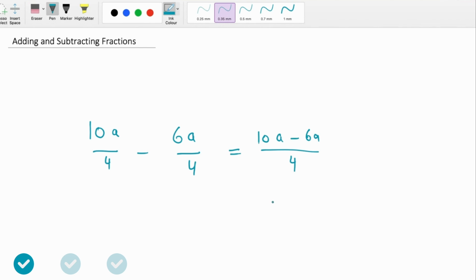And from here, we can go ahead and simplify. So simplifying our numerator, we get 10a minus 6a, that gives us 4a divided by 4. And then that final question that you need to ask yourself, can we simplify this further? So looking at our numerator and denominator, we can see we have a 4 on the top, a 4 on the bottom. They are both going to cancel out. And in that case, we just get left with a.